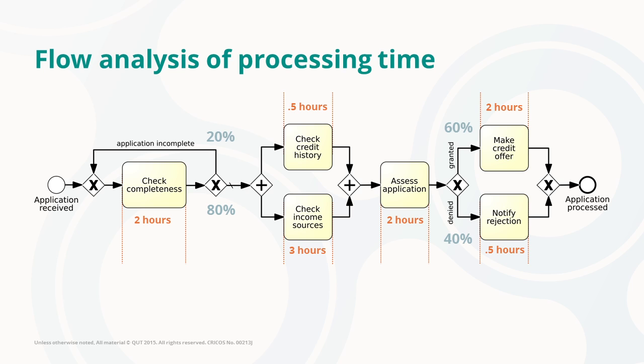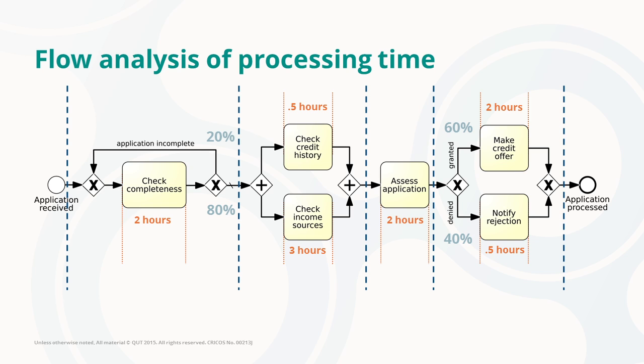Let me take the working example, but now instead of assigning to every activity the cycle time of the activity, I will only assign the processing time. I will apply the same methodology as before. I will divide my process into single entry, single exit blocks, and I will apply the flow analysis equations to calculate now the processing time of each of these blocks using their corresponding equation.